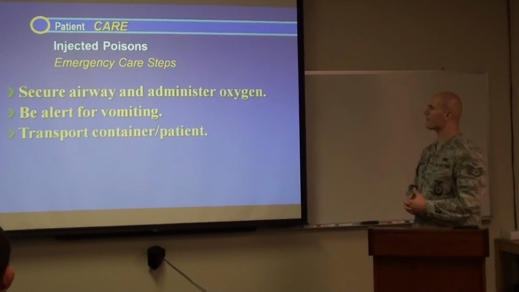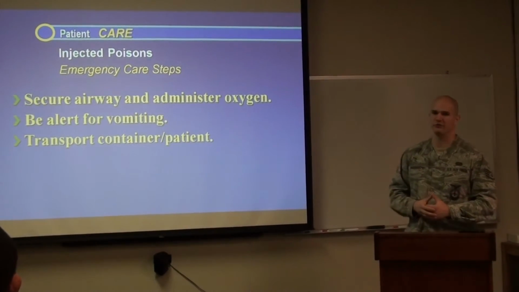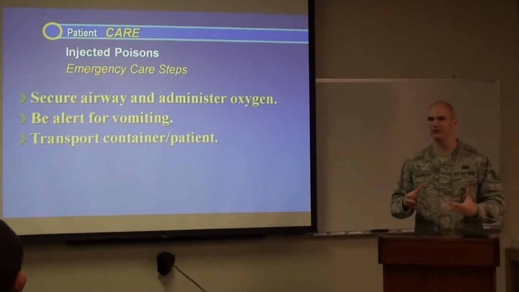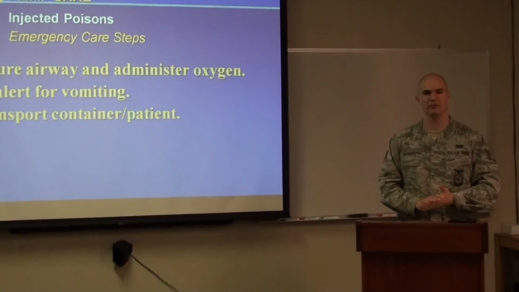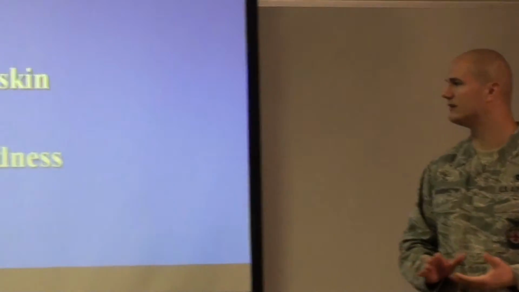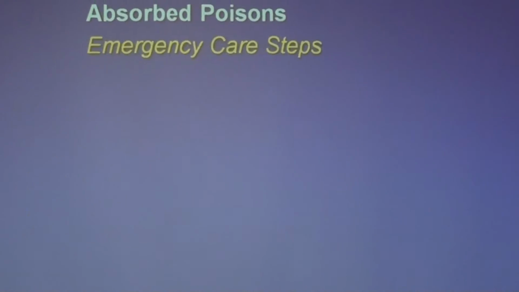Patient care is to secure an airway and administer oxygen, be alert for vomiting, and transport the patient. For injected poisons, there's really not a lot that anybody can do on scene besides establish an open airway, give oxygen, and then get them to somewhere where they actually can provide patient care. For absorbed poisons, signs and symptoms include history of exposure, liquid or powder on skin, burns, itching, irritation, and redness.